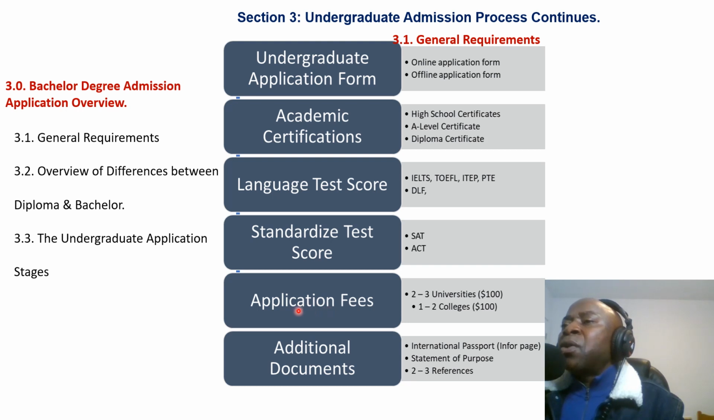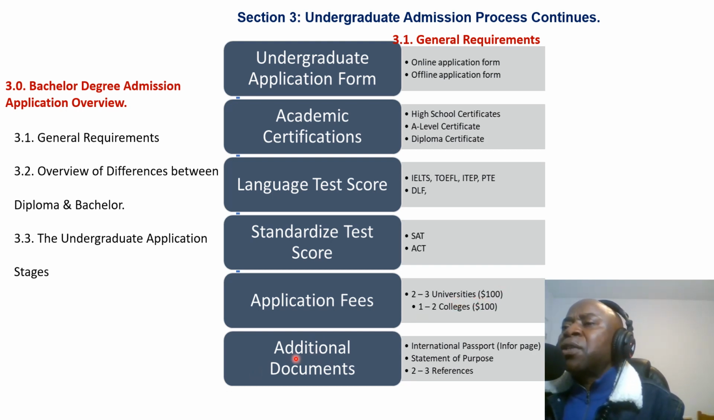Now, you also need application fees. So normally we advise to apply to 2 to 3 universities so that at least one might consider you. For colleges, we advise 1 or 2. Okay, so the average budget is $100 for an application fee, so you can pay for one university. Some are cheaper than this, some may be higher, but we'll just give the average.